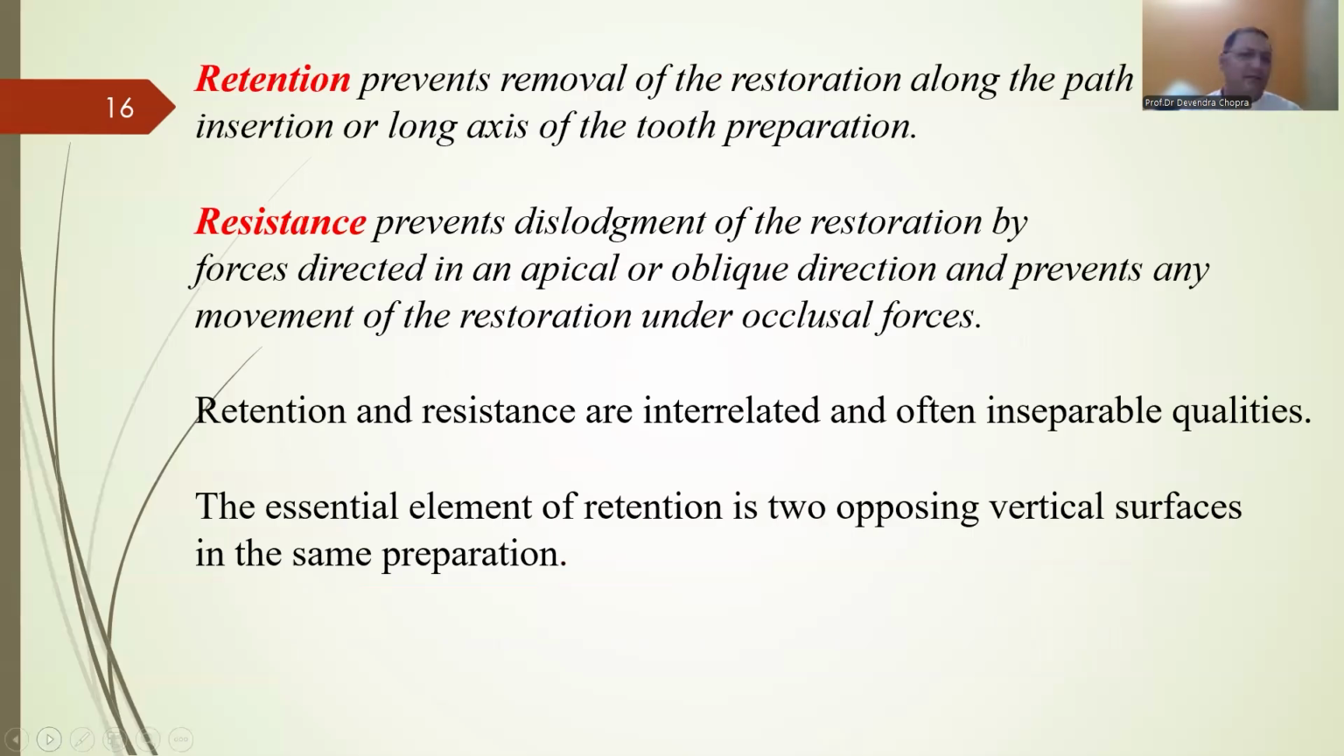Now, retention, we have already read in our prosthetic books, prevents removal of the restoration along the path of insertion or the long axis of the tooth preparation. Resistance is what? It prevents dislodgement of the restoration by forces directed in an apical or oblique direction. Next slide.